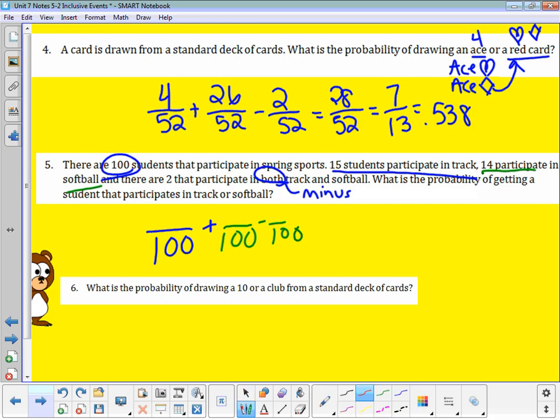Okay, next, I'm going to have you look at number 6 on your own. Just for reference, there are 13 clubs in a deck, and there's 4 10s in a deck. So you can write out those probabilities pretty easily, but then you need to ask yourself, can a card be a 10 and a club? If it can be both, then you're going to have to subtract something off.